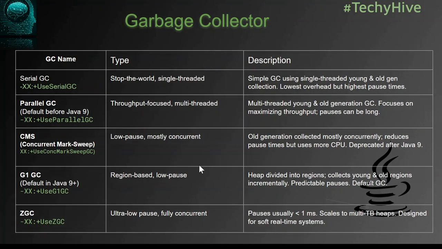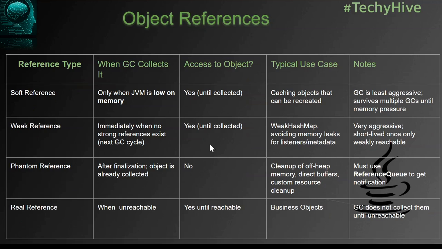Next, let's see the object references used by the JVM to optimize the memory usage. This is the list of the references: soft reference, weak reference, phantom reference, and strong reference. Soft references are collected when the JVM is low on memory. When the JVM is running low on memory, soft references are collected, and they are generally used for caching objects. So for creating a cache, soft references are used.